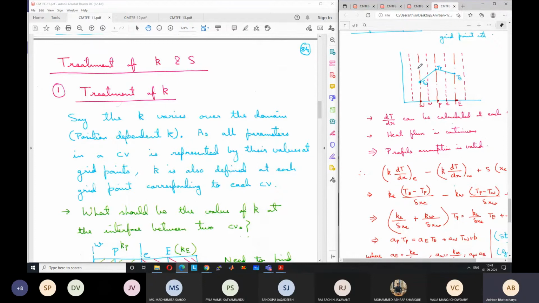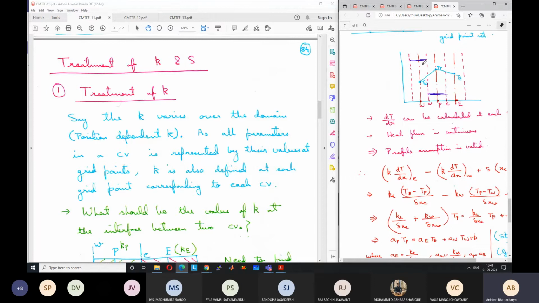say for this control volume, this is some conductivity. Okay, constant conductivity for this control volume. This is some material with very high conductivity. And from W to E for the next control volume, the P-th control volume, this is the conductivity.